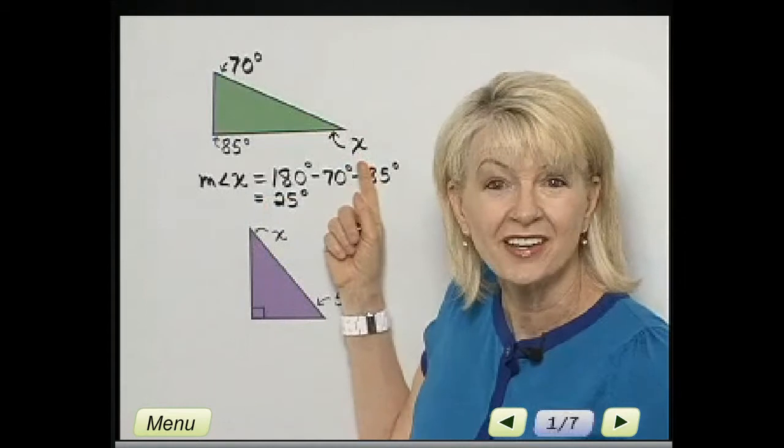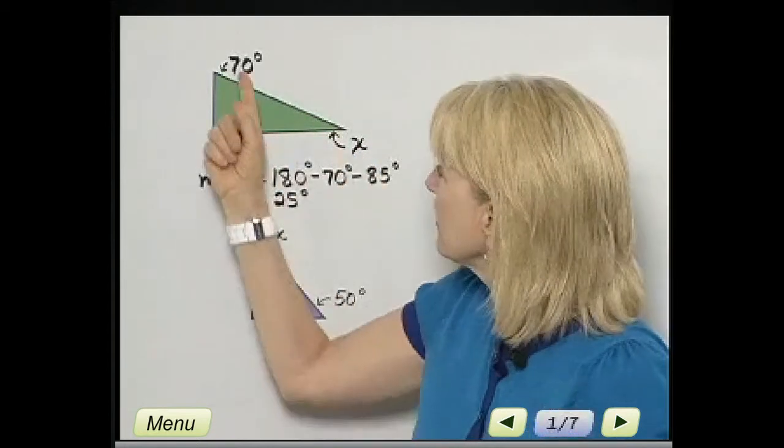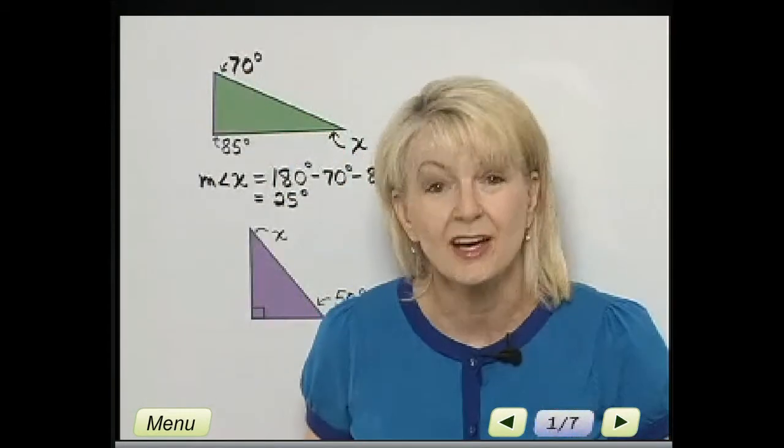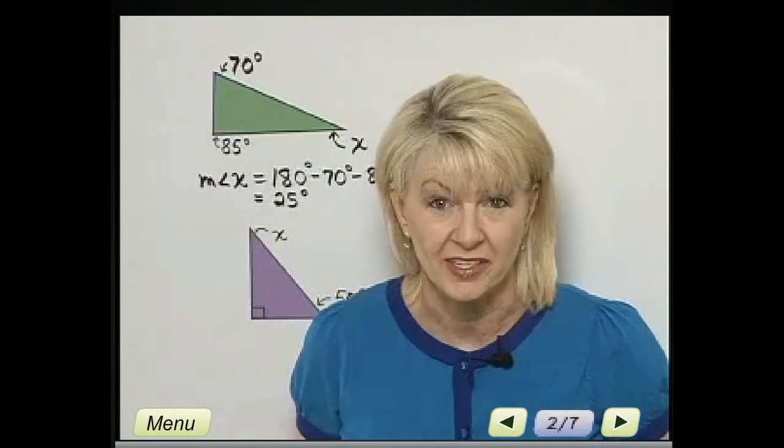Now how can you check? Find the sum of 25, 85, and 70. That sum must be 180 degrees.